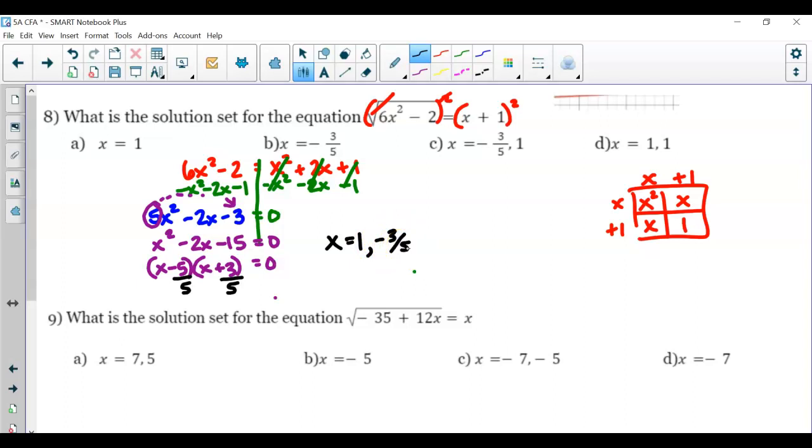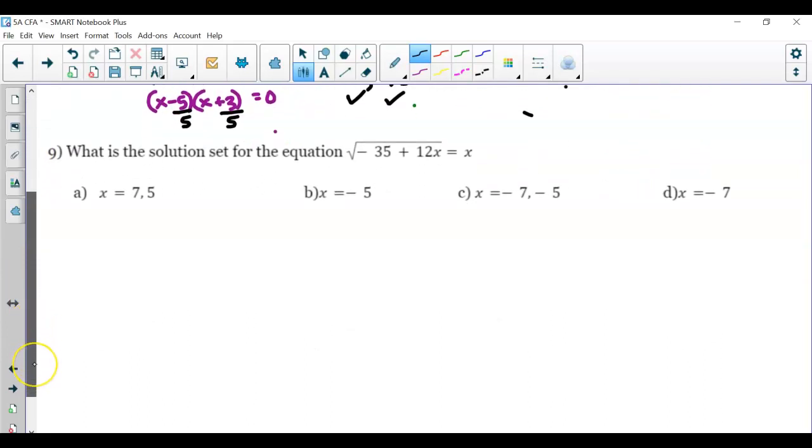That is why, and if you were to graph this as well, you do end up with C. Because also when you check for the extraneous, which is plugging back into x plus 1 because the radical was by itself, so x plus 1, well, 1 plus 1 is 2, so that's good. And negative 3/5 plus 1 is positive 2/5. So both are a solution.